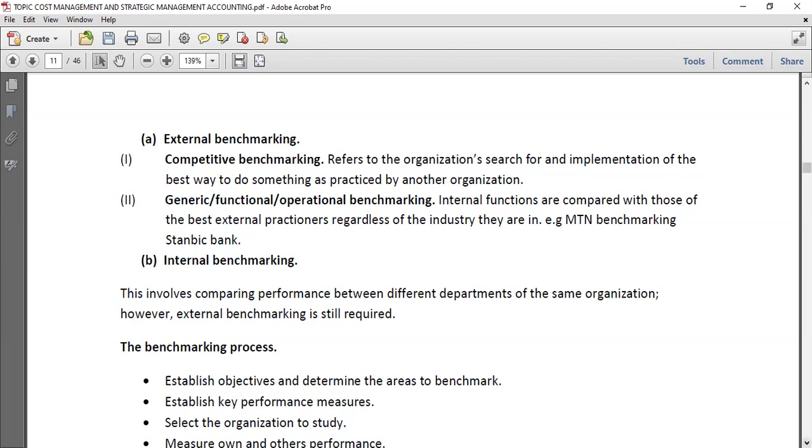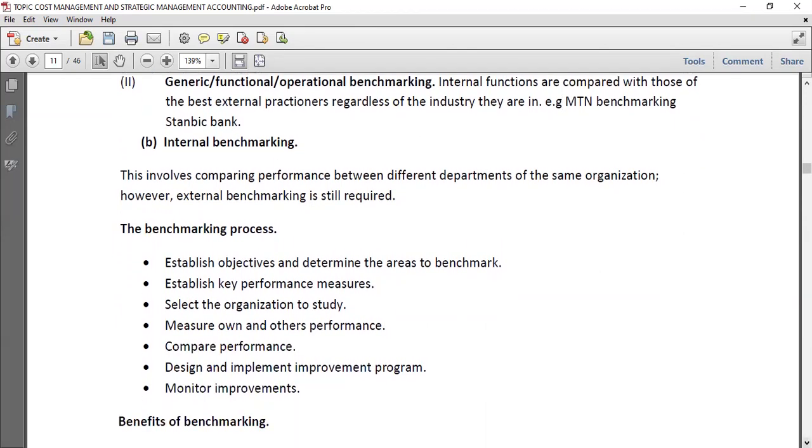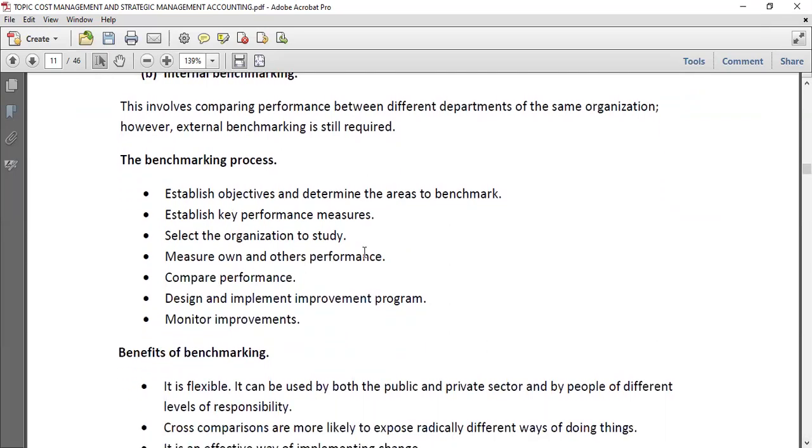Yeah, so we also have a benchmarking process, just like the way we had for target costing. As you can see, first we establish the objectives and determine the areas of benchmark. What exactly do you want to benchmark? Do you want to benchmark the process? Are you benchmarking the production process? Are you benchmarking the marketing? What exactly are you doing in the marketing, and so on.